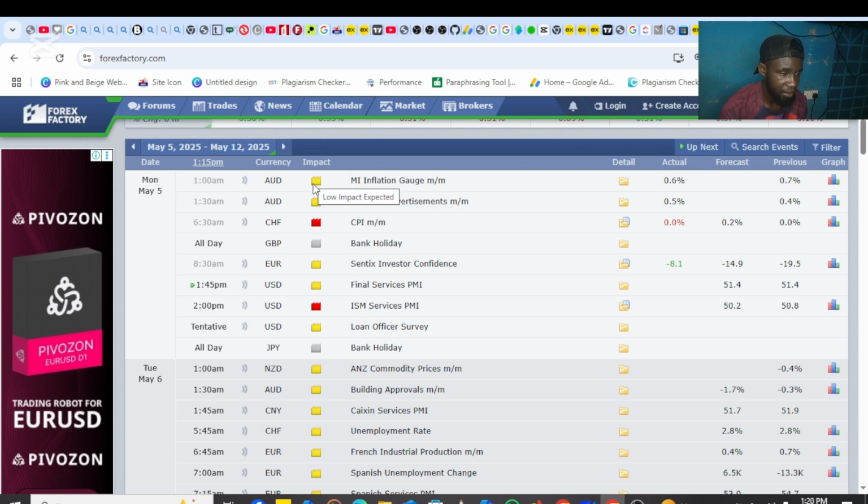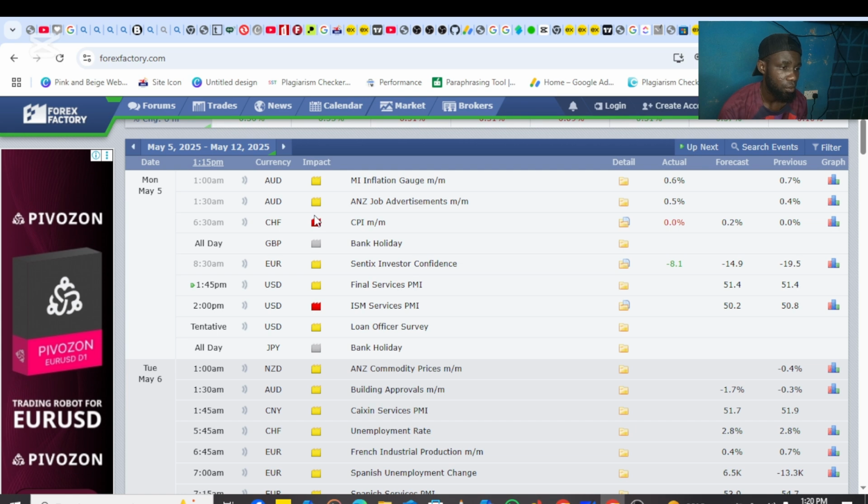This means the news is low impact news. This yellow sign symbolizes the news is low impact. It will not have effect on the market.